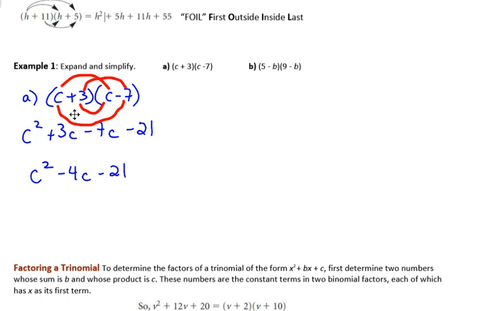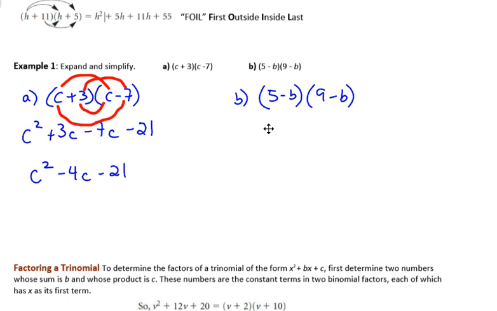Now, before we expand, what you should be able to remember or recognize is that pattern that we saw in class today. So notice that negative 4c we got from adding 3 and negative 7, okay? And negative 21 we got by multiplying negative 7 and 3. Okay, so if it asks you to expand, please show the expanding step, but the simplified version we get by adding these two and then multiplying them.